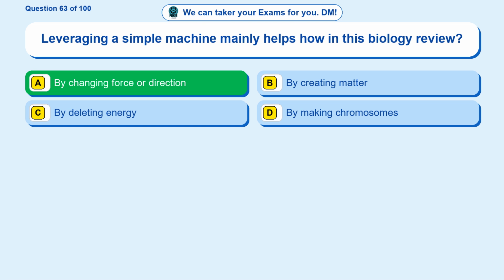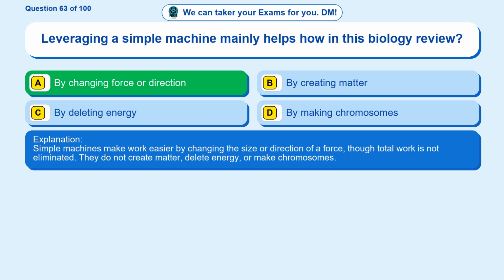By changing force or direction. Simple machines make work easier by changing the size or direction of a force, though total work is not eliminated. They do not create matter, delete energy, or make chromosomes.